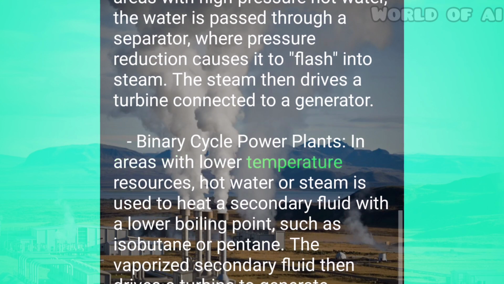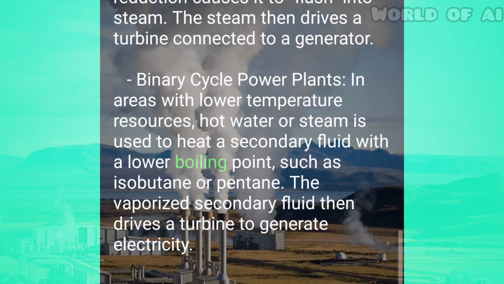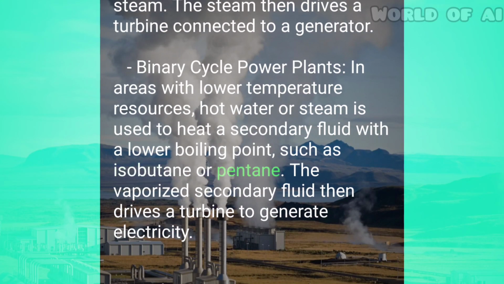Binary cycle power plants: in areas with lower temperature resources, hot water or steam is used to heat a secondary fluid with a lower boiling point, such as isobutane or pentane. The vaporized secondary fluid then drives a turbine to generate electricity.